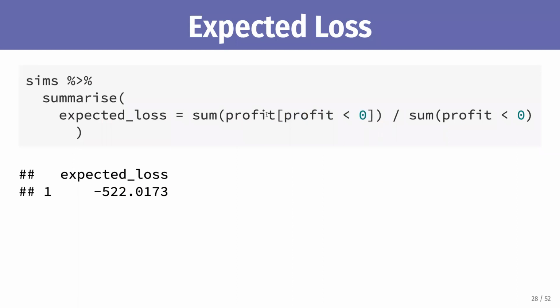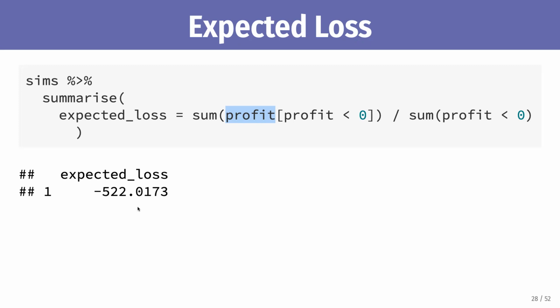Alternatively, I could have written this as profit times, and then in parentheses, profit less than 0. That would have given me the same answer. So there's two different ways to do that part. And then we would divide by the sum of profit less than 0, so the total number of times that profit is less than 0. And so in this case, the expected loss is $522. And so this says that if we were to have 25 rental units, assuming we lose money, on average, we're going to lose about $500.